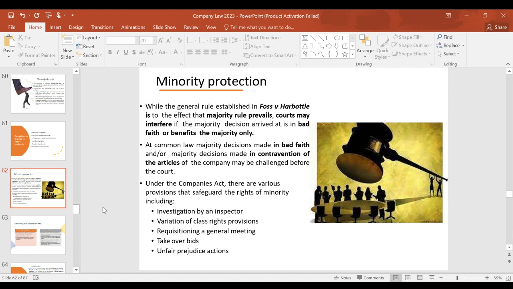Where there is a need for a meeting, minority members can also request for the company to hold a general meeting. So that's also another safeguard within the Companies Act for the minorities. Whenever there's a takeover bid, the minorities must have their vote and they must be given a chance to participate within the confines of the Articles of Association.